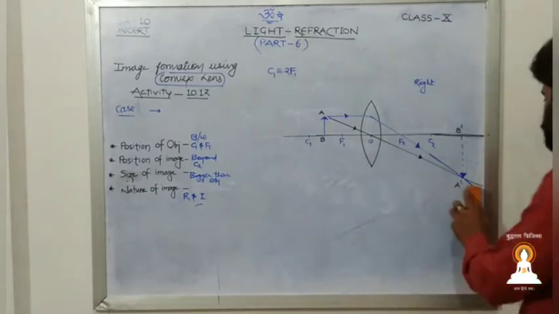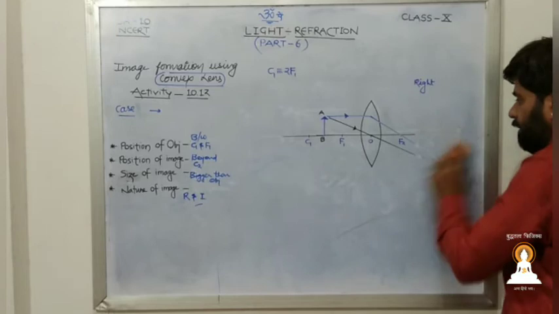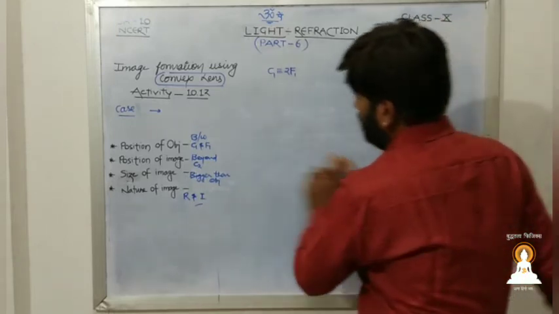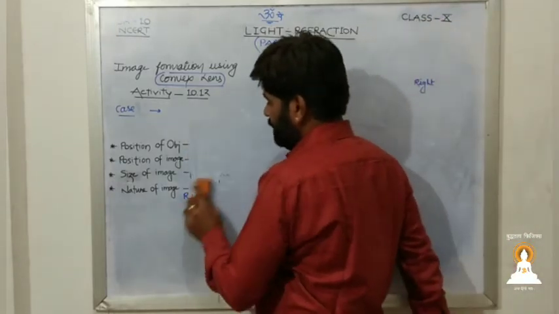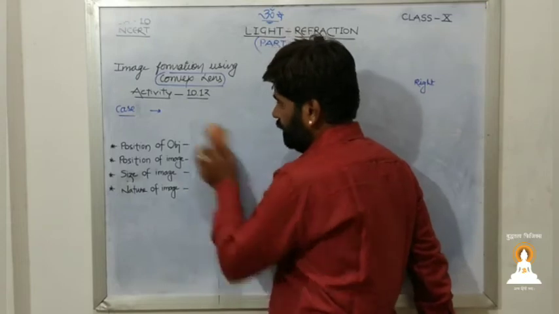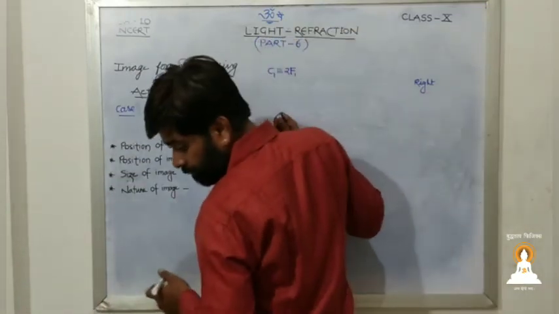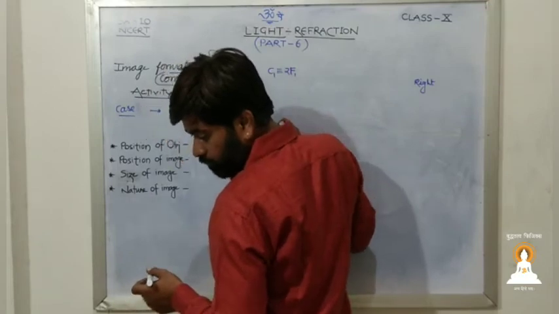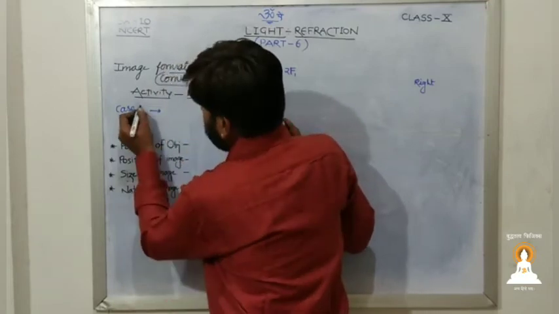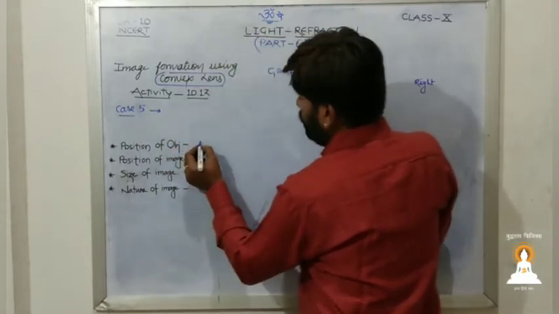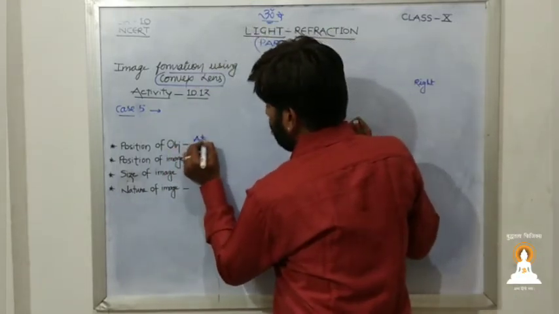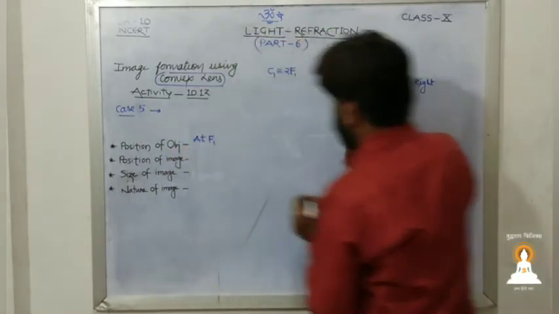Should I rub this? Now the next one. Very simple, and this is quite an amazing one. So this is 1, 2, 3, 4, then the fifth case. This is going to be the fifth case, when the object is at F1.